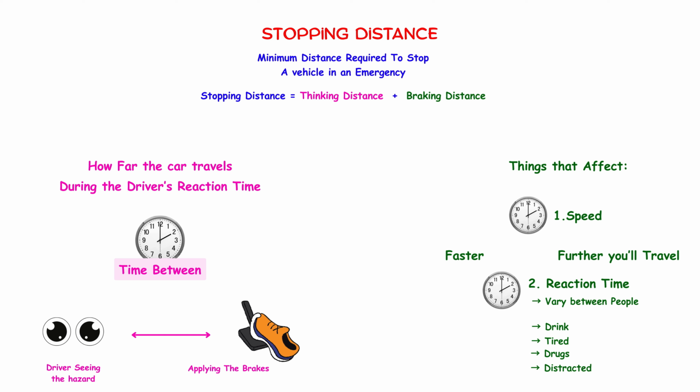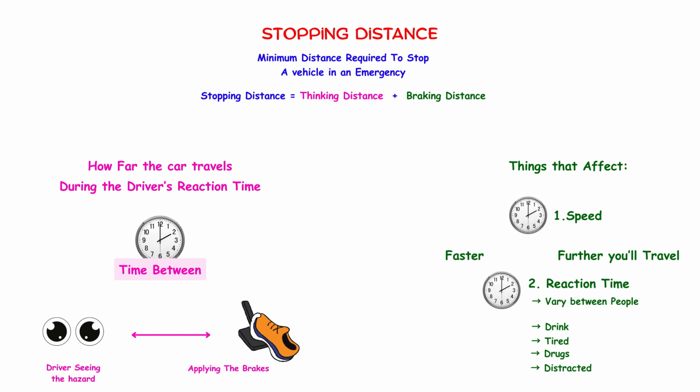Reaction time can vary significantly between individuals and can be influenced by several external and internal factors. For instance, anything that lowers a person's alertness, such as fatigue, alcohol consumption, the use of recreational or prescription drugs, or even just being distracted or not paying full attention, will lead to a longer reaction time. This in turn will cause the thinking distance to increase.